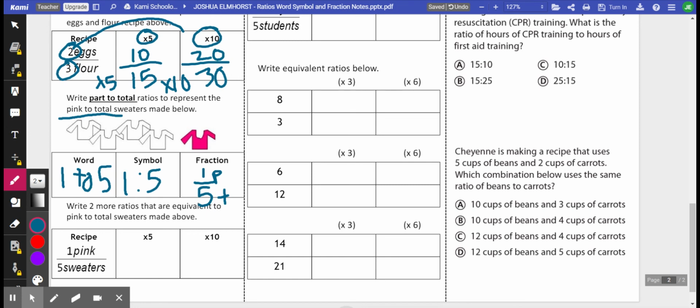Now, using that ratio down below, we can write an equivalent ratio by multiplying by 5, and then also multiplying by 10. So 1 pink, 5 sweaters; 5 pink, 25 sweaters; 10 pink, 50 sweaters. We just use those equivalent ratios to help us write another ratio that's part to part but is also equivalent.